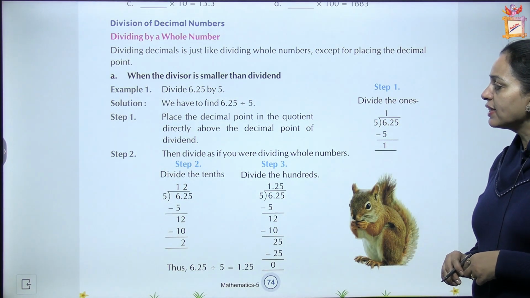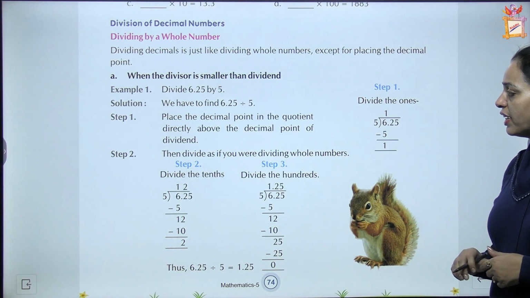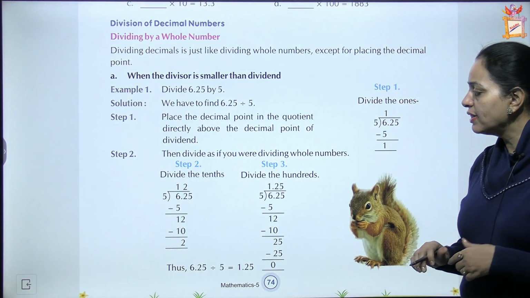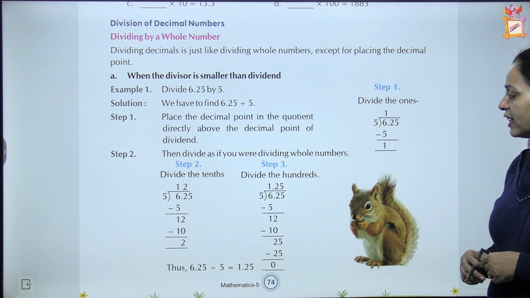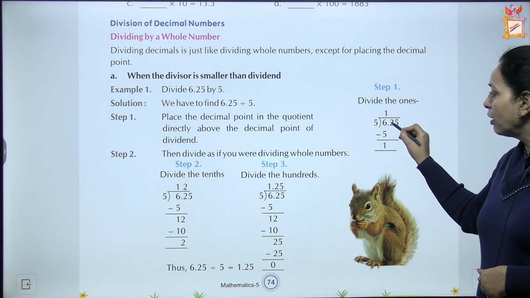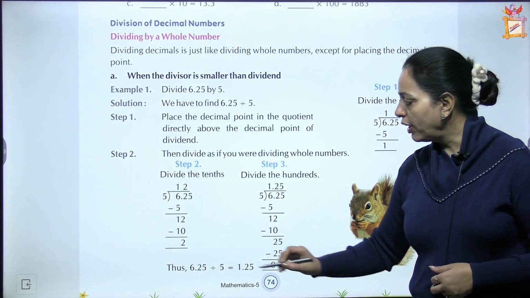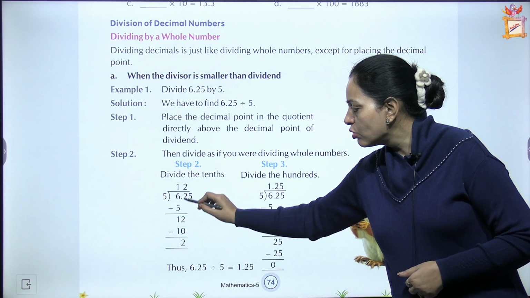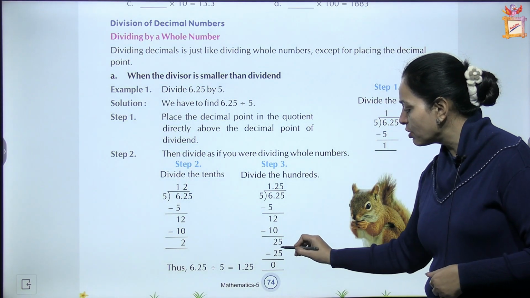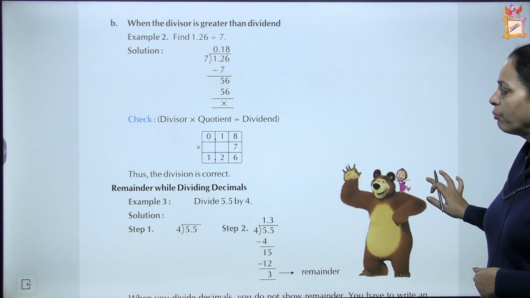Now step 1, place the decimal point in the quotient directly above the decimal point of the dividend, right? Now step 2, divide as if we were dividing whole numbers. Just like we divide simple numbers, we have to do the same. Like 6, 5 1s are 5, remainder 1. Now put the decimal because the decimal part starts, so 1 point, then take the next digit, it becomes 12, so 5 2s are 10. Okay, now next digit, so this becomes 25, 5 5s are 25, so answer is 1.25 and the remainder is 0.